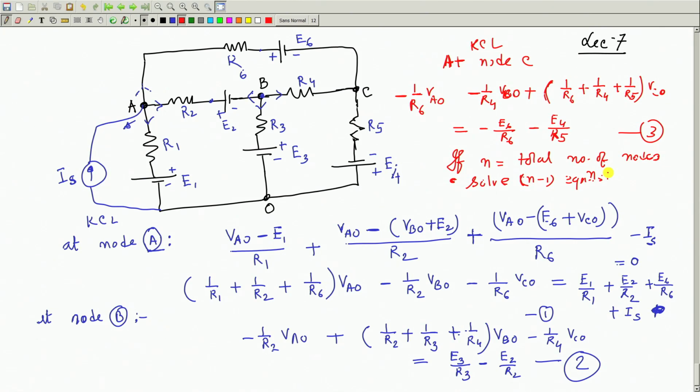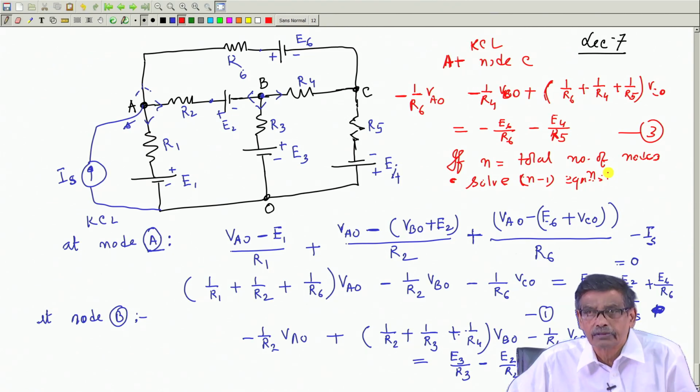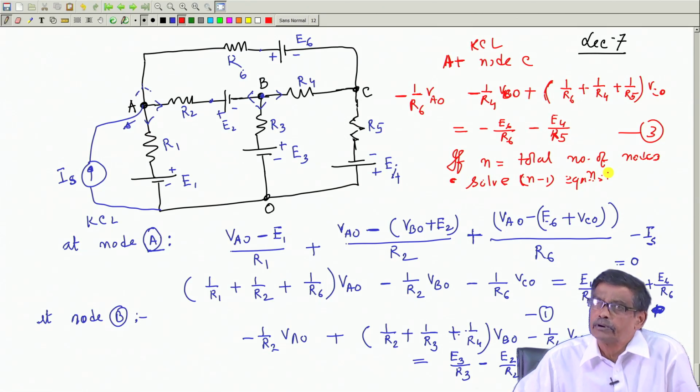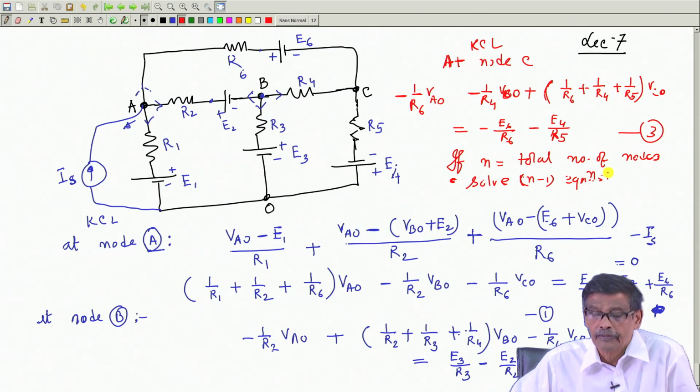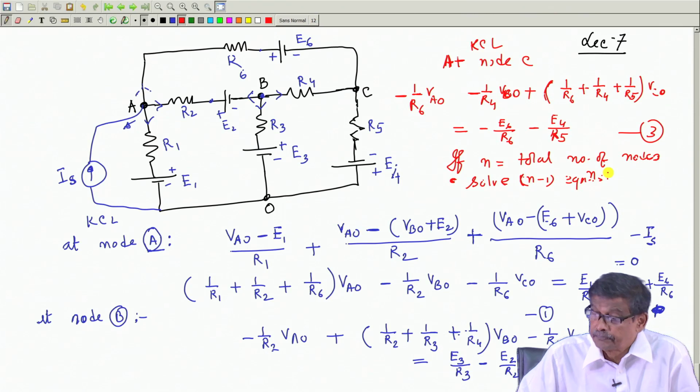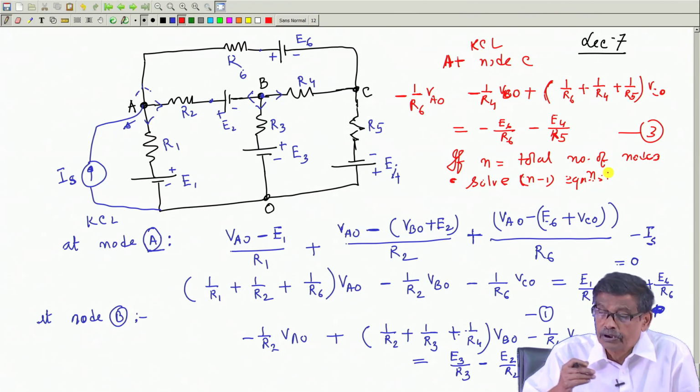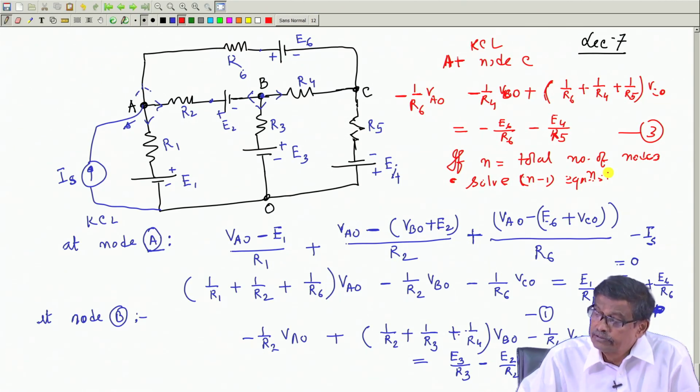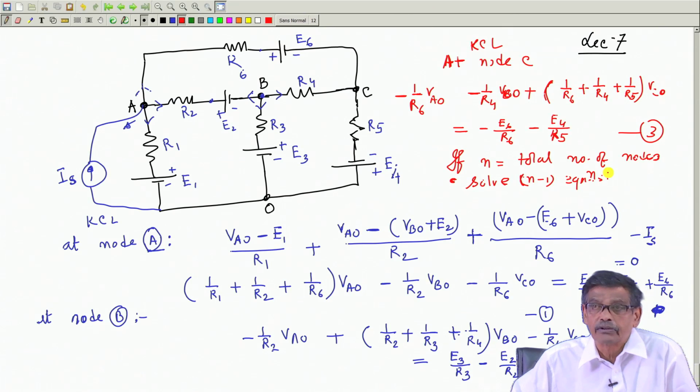Now, in the mesh analysis, the number of equations to be solved in general is equal to the number of meshes present in the network. What is a mesh? We know. The number of equations to be solved, if you want to adopt the nodal method, is n minus 1, where n is the total number of nodes.